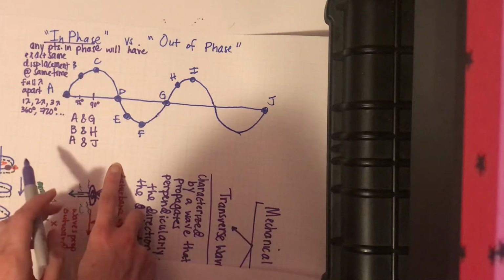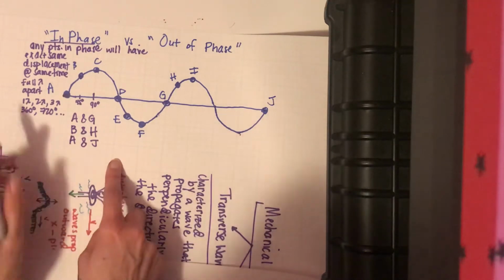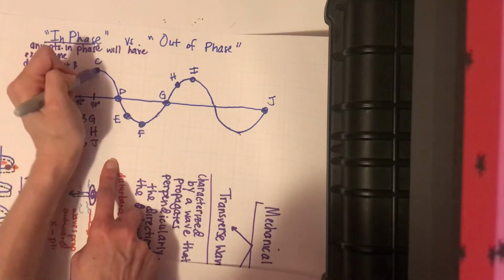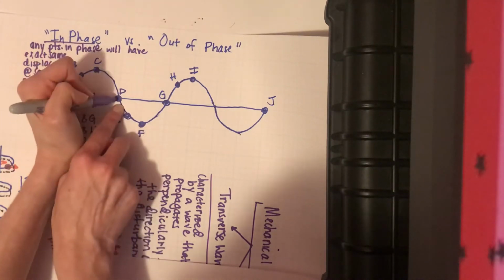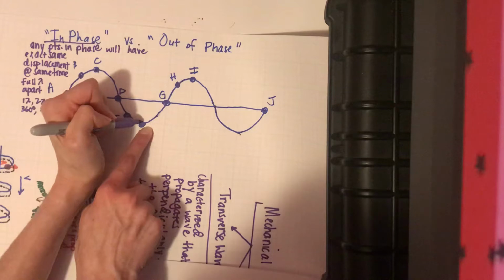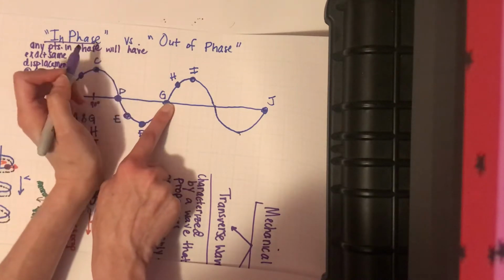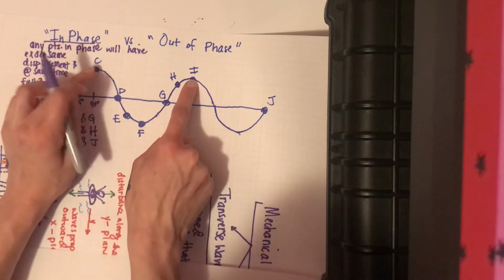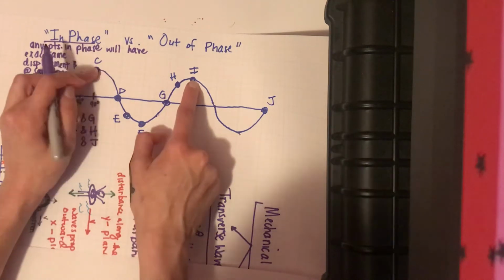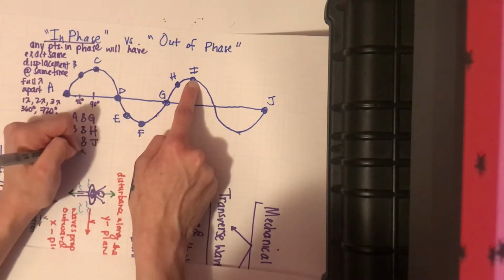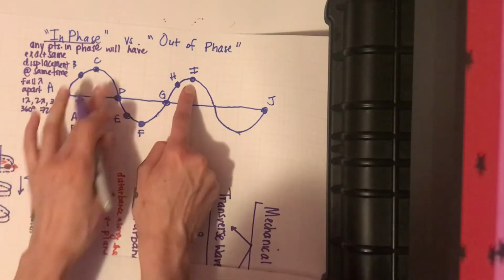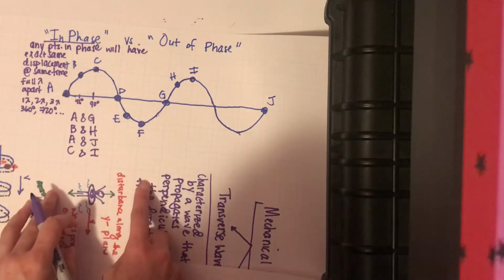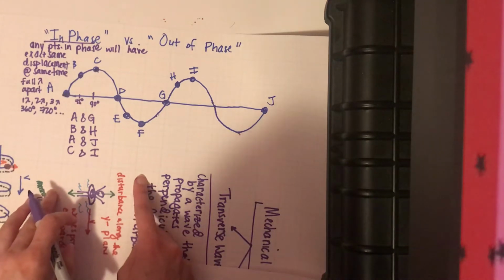Let's see if there's anything else that's in phase. Well, we haven't looked at C at all. Let's start at C. So we have 90 degrees, 180, 270, 360. So C and I are 1 lambda apart, which means they're in phase with each other. So C and I are also in phase. And that looks like it's it for all of the in phase points.